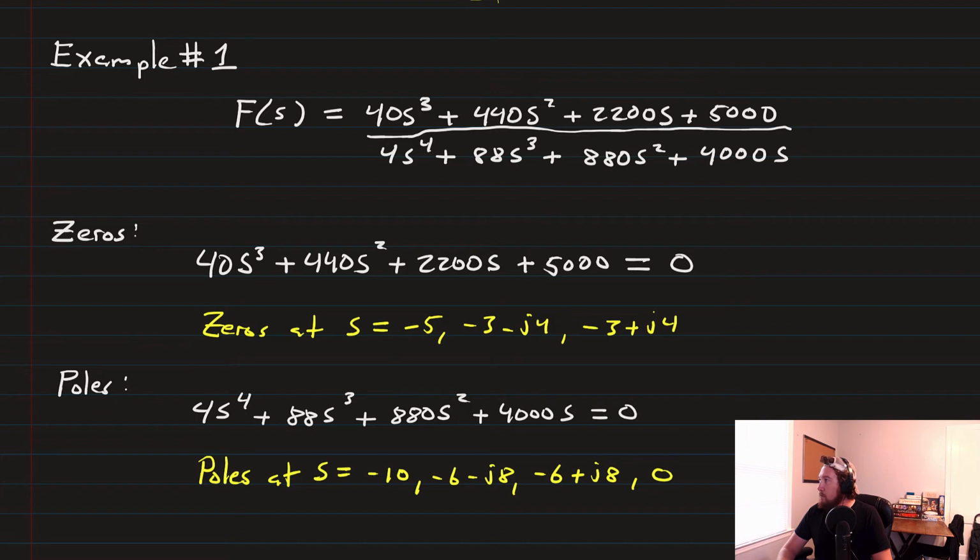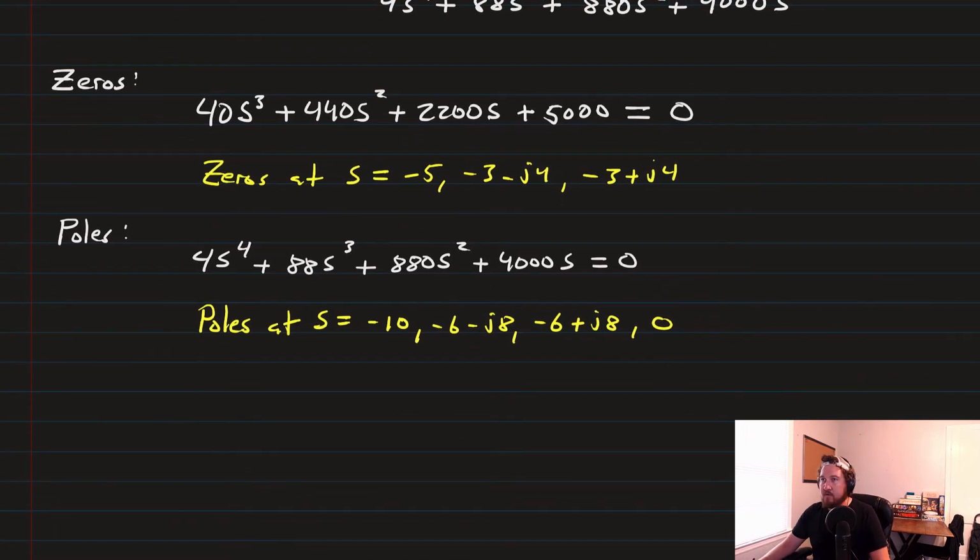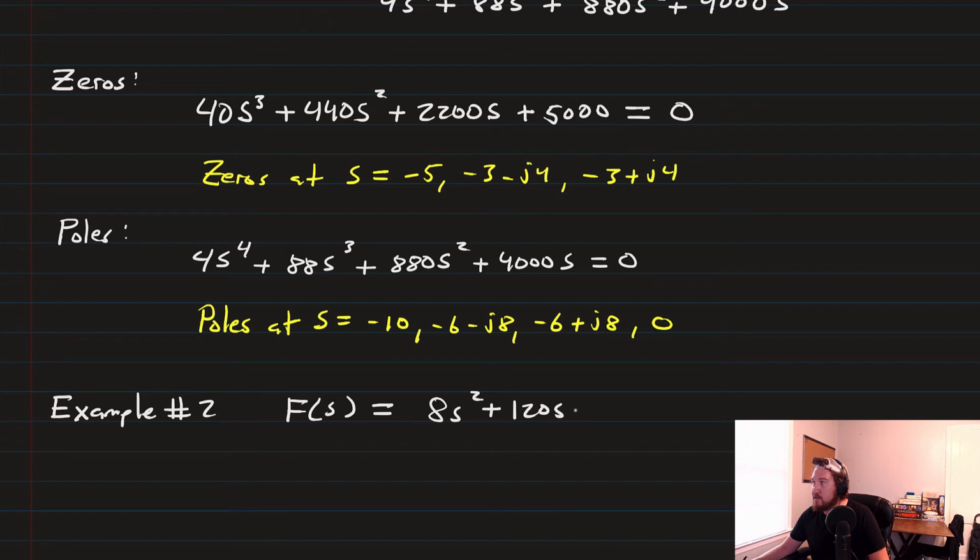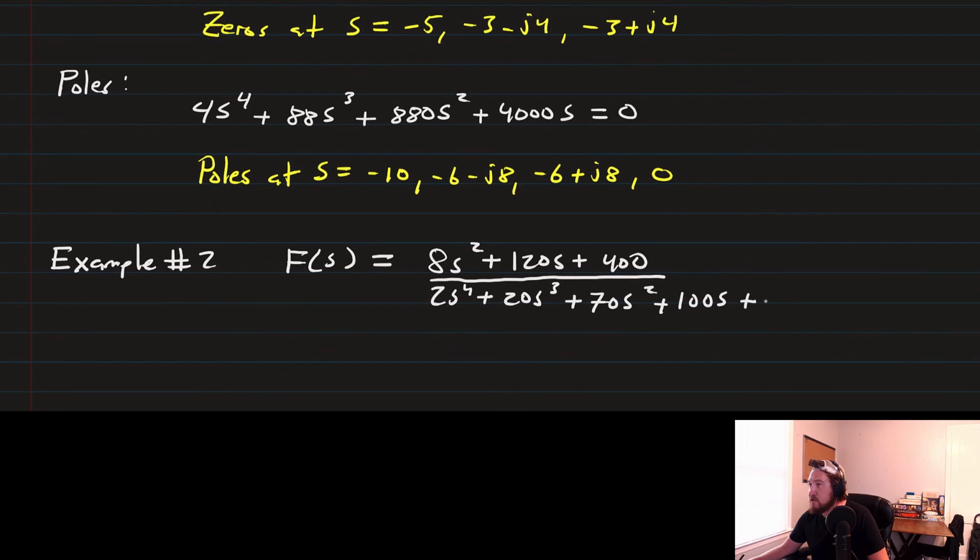Let's go ahead and work out one more example since we've got some time. Example number 2. Gives us this. F of s is equal to 8s squared plus 120s plus 400 over, what do we have? 2s to the fourth plus 20 times s cubed plus 70 times s squared plus 100 times s plus 48. And we need to extend that line.